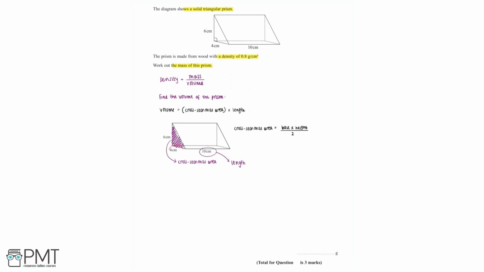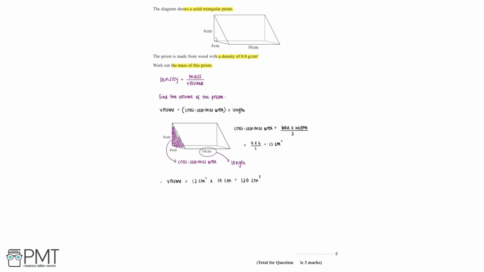Now the triangle has a base of 4 centimetres and a height of 6 centimetres, and so the area would be equal to 4 multiplied by 6, all divided by 2, which is equal to 12 centimetres squared. Now we said that the volume of the prism would be equal to the cross-sectional area multiplied by the length. And so the volume would be equal to 12 centimetres squared multiplied by 10 centimetres, which is equal to 120 centimetres cubed.